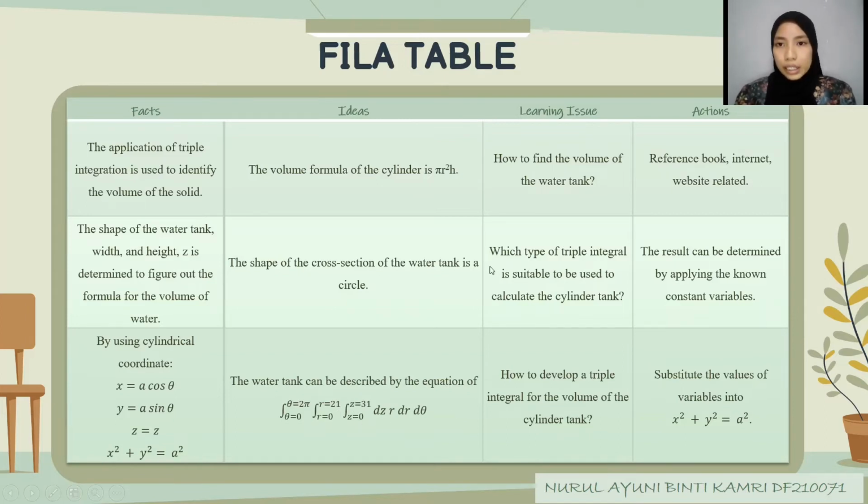For the learning issue, I want to explain how to find the volume of the water tank, which type of triple integral is suitable to be used to calculate the water tank, and how to develop a triple integral for the volume of the cylinder tank. Lastly, I want to explain about the action for the project. Firstly, we use reference books, the internet and related websites. Second, the result can be determined by applying the non-constant variable.